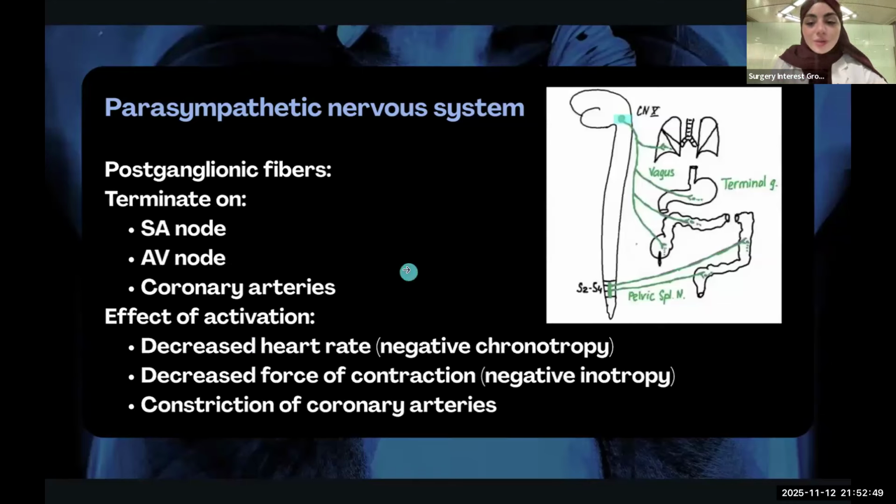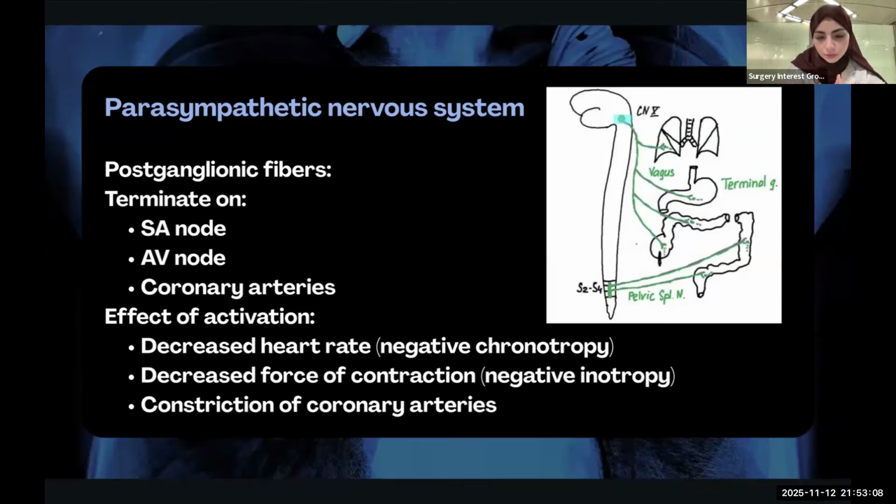Okay? Where will they terminate? Again, I told you the terminal ganglion is going to be either close or within the heart itself or the organ. But we're specifically talking about the heart right now. Now they'll terminate again on the SA, AV node, and the coronary arteries. And everything will be opposite of the sympathetic nervous system.